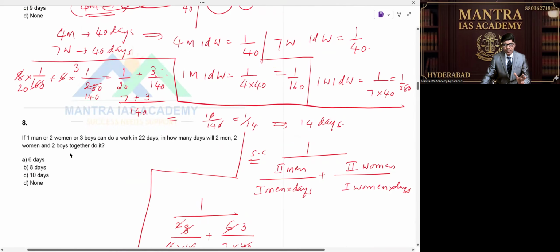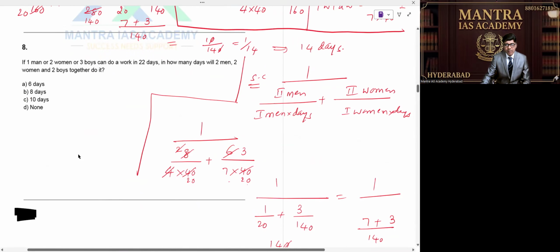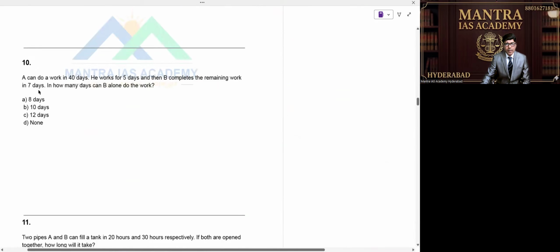8th question, same. Take the screenshot and try the question later. Then go to the 10th one also here. A can do a work in 40 days and works for 5 days. Then B completes the remaining work in 7 days. How many days can B alone do it? See what to do here. A's 1 day's work is 1 by 40. That fellow worked for how many days? 5 days.